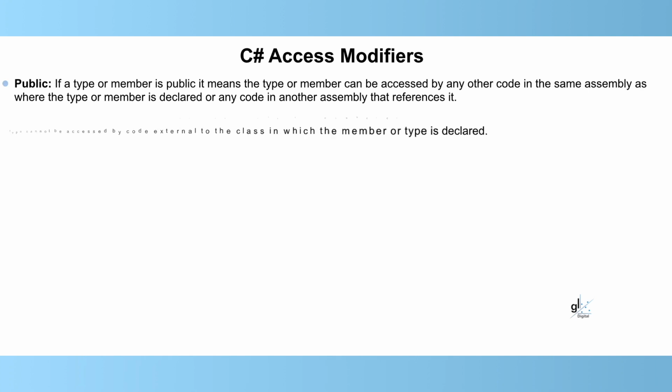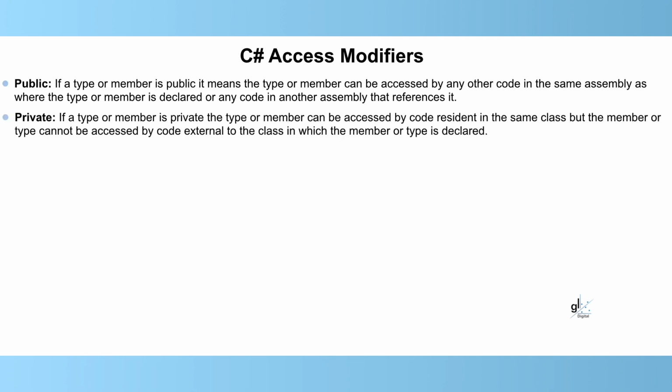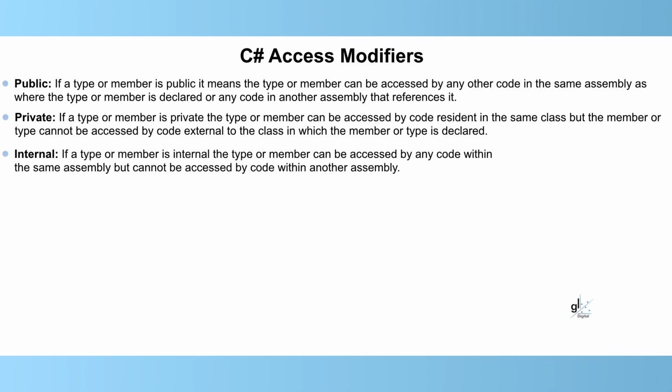Private. If a type or member is private, the type or member can be accessed by code resident in the same class, but the member or type cannot be accessed by code external to the class in which the member or type is declared. Internal. If a type or member is internal, the type or member can be accessed by any code within the same assembly but cannot be accessed by code within another assembly.